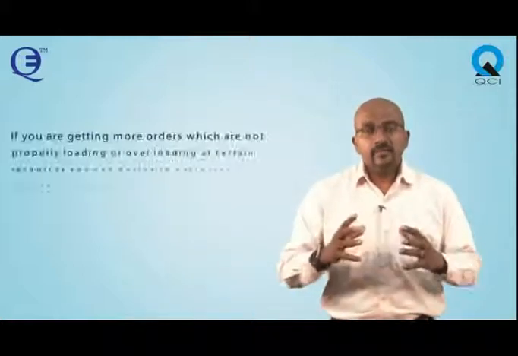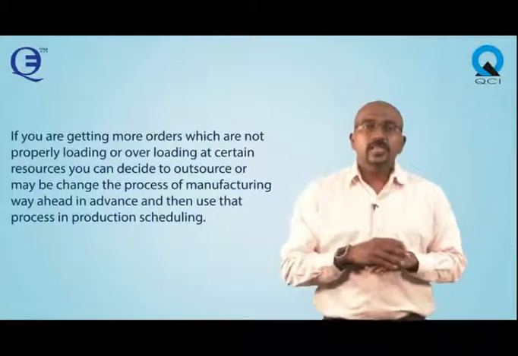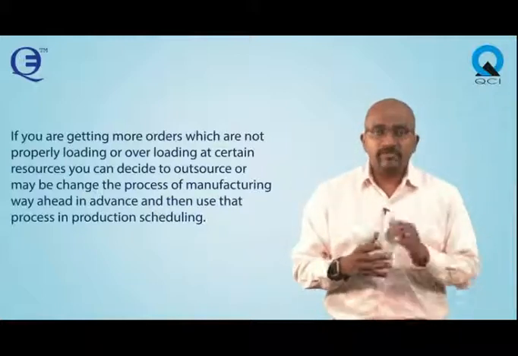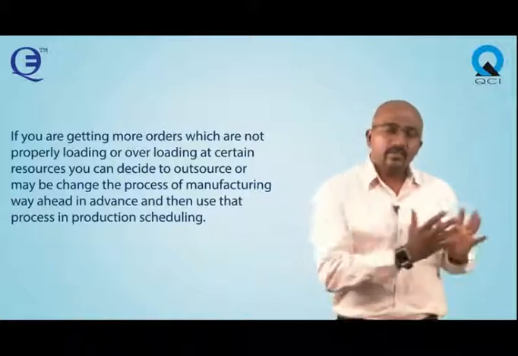Now, as I said, we do finite capacity scheduling for a much shorter horizon and capacity planning for a longer horizon. So if you're looking at, let us say, 1 month, 2 months, 3 months, or maybe 4 months ahead in your capacities, it allows you to focus on your tactical move. That means if you're getting more orders which are not properly loading or overloading certain resources, you can decide to outsource or maybe change the process of manufacturing way ahead in advance and then use that process in production scheduling.